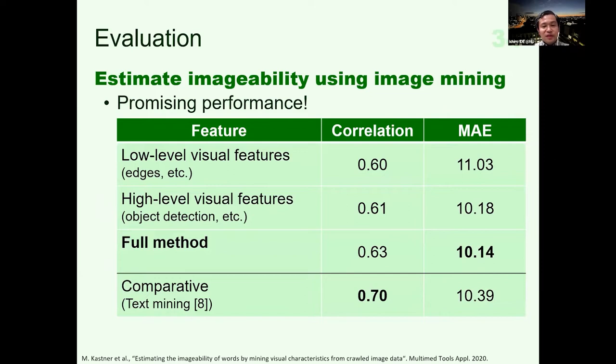So basically, if you look at this full method, that's our proposed method, the correlation between the values in the dictionary and our method is around 0.63. Not bad, but if you compare it with text, they're higher, like 0.7. But for the mean average error of the actual values, our method was better than the text. So I think it was quite promising.